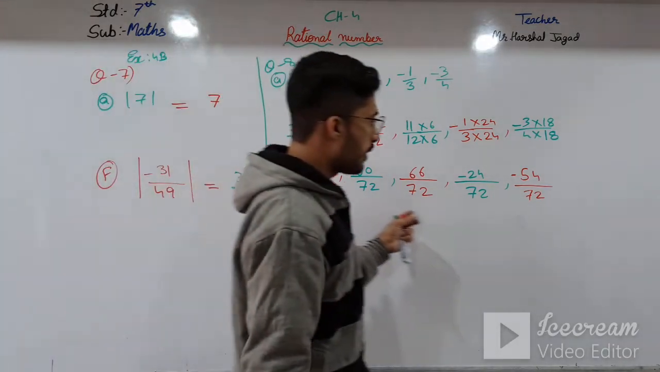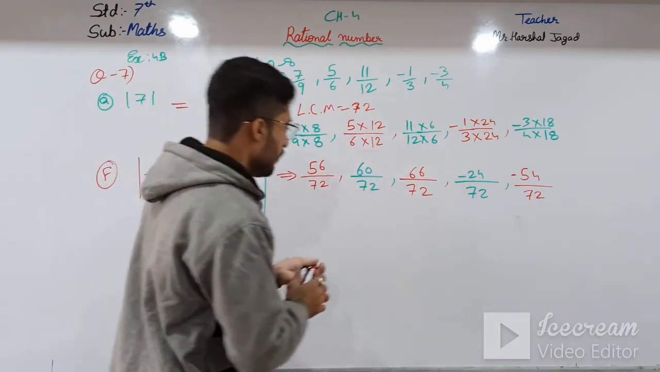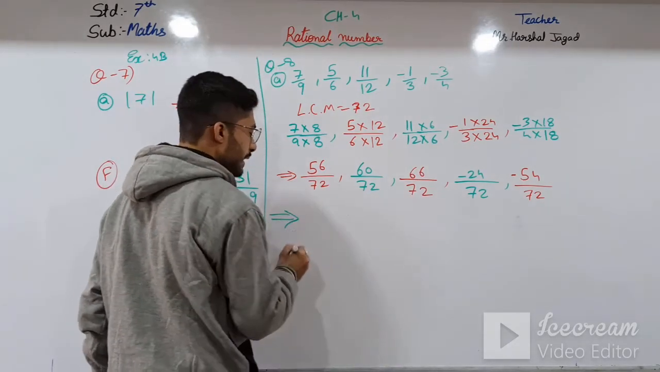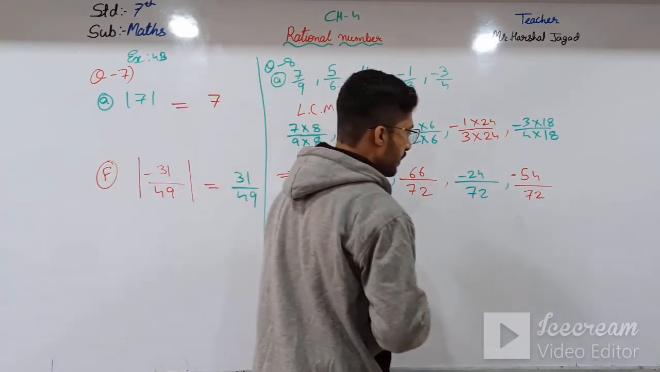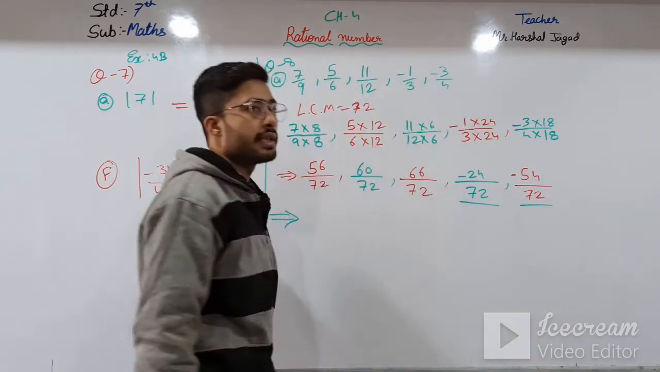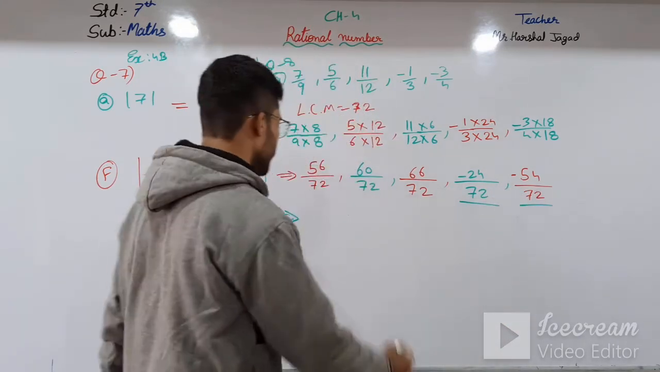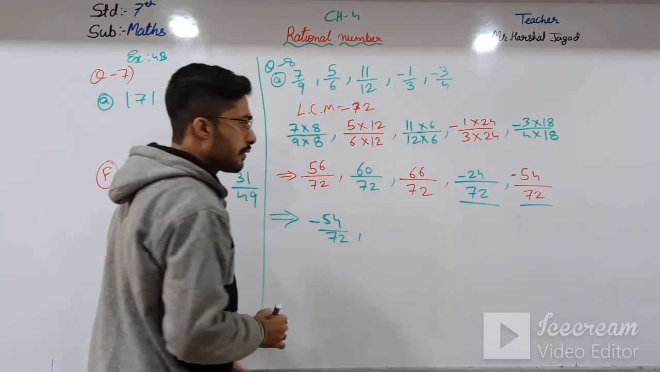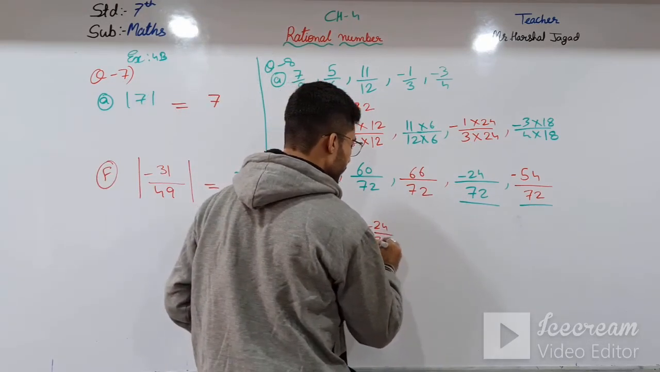So these are our rational numbers with the same denominators. Okay students, now we will put this in ascending order. First of all, we will start with the negatives. So this is minus 24 and minus 54. Which will come first? I think this one will come first, that is minus 54 upon 72. Another one is minus 24 upon 72.